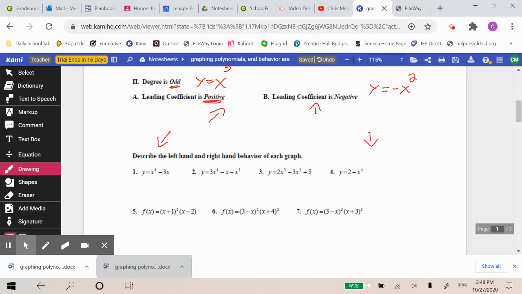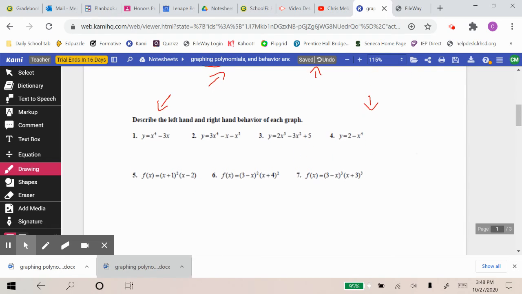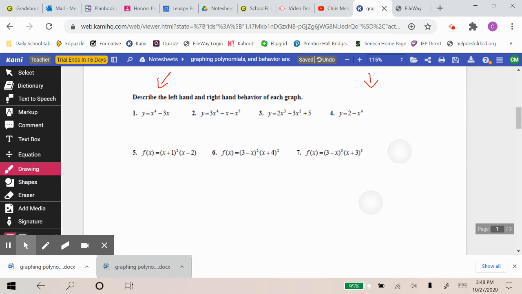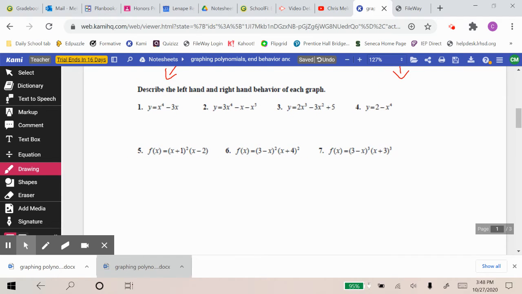So if I did some problems, if you look at these 7 problems, I have polynomials, and I'm just going to put the arrows and describe what happens as you go to the left, and then what happens as you go to the right. So 1, 2, 3, and 4, you can see they're all written as polynomials. You just look at the highest exponent. So number 1, the highest exponent is 4, and it's positive 1x to the fourth. So these are both going to go up.